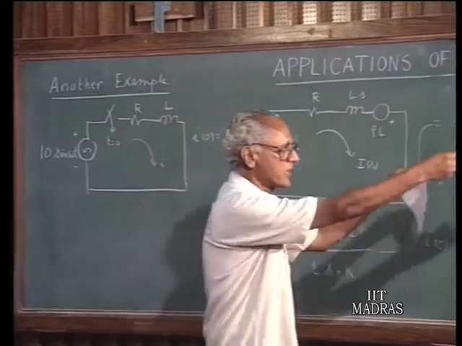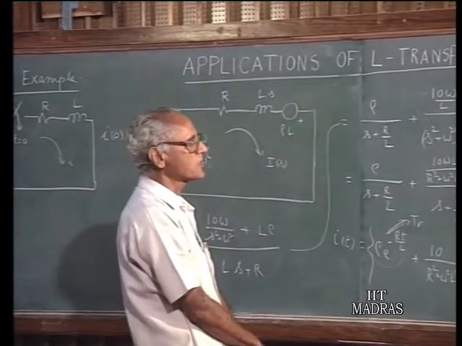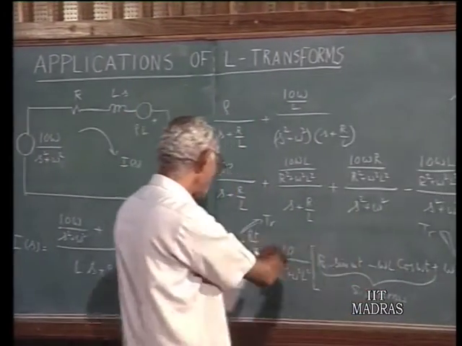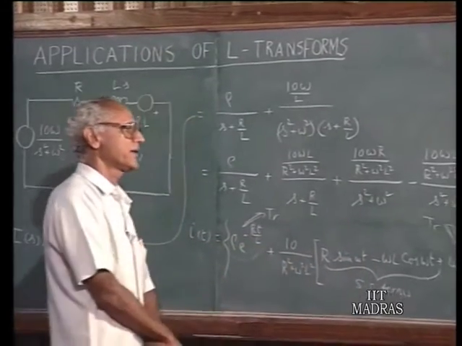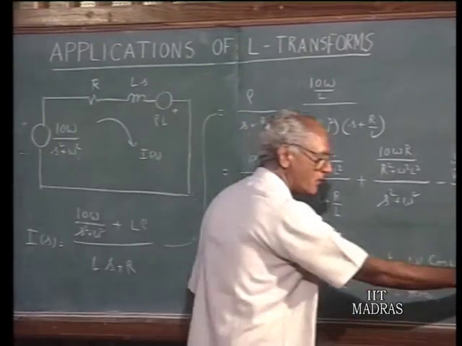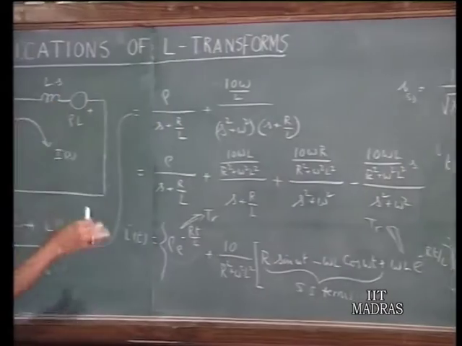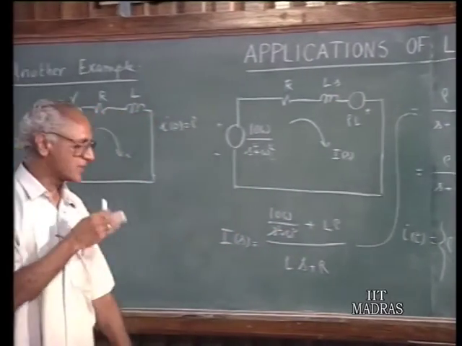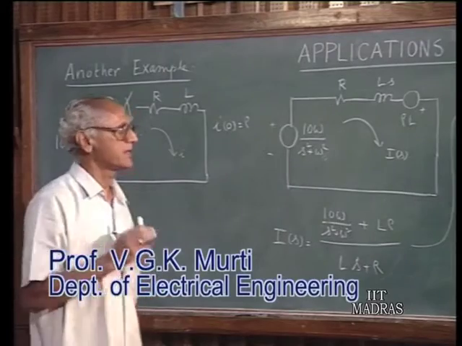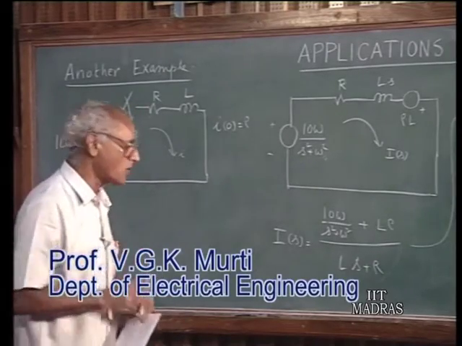You can combine these terms and show it to be so. And of course, once you have the total solution, that is valid only for t greater than or equal to 0. Therefore u of t will always be there to specify that I of t, that expression whatever we have, is valid only for t greater than or equal to 0. Let us work out one more example.